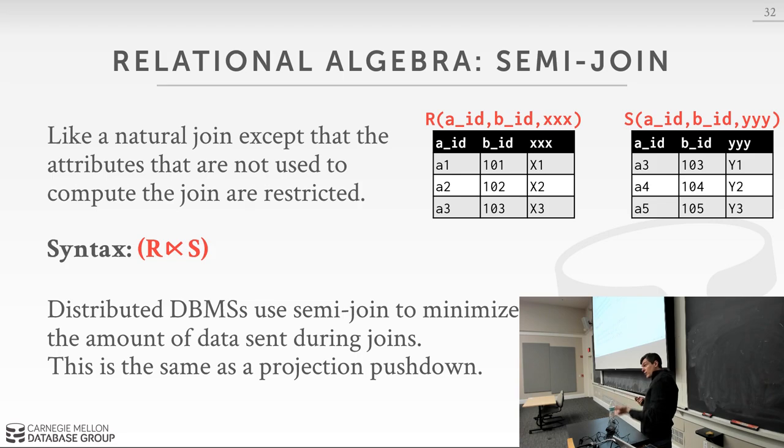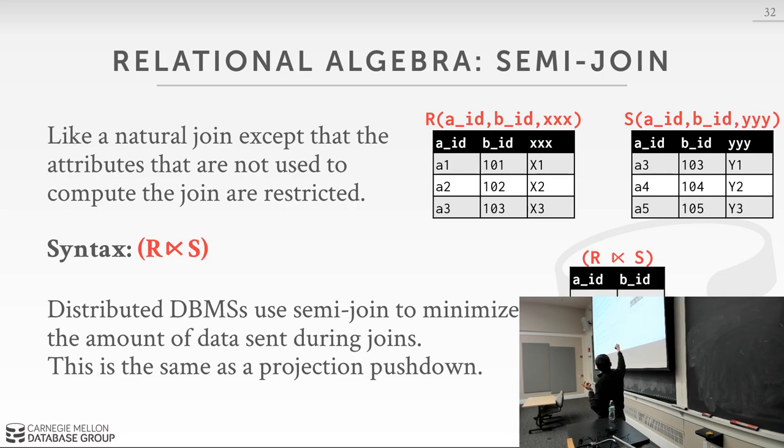So what a semi-join is, it's like a natural join, except that you just send the columns that are needed to compute the join, not everything else. Say I have R and S. R has three columns, S has three columns as well. If I want to compute a natural join, I would have to copy over AID, BID, and XXX, and then three other columns as well. But under a semi-join, I only copy over AID and BID from these two tables, and I ignore these other columns because they're not needed to compute the join. So this is essentially what distributed systems are going to be doing to compute joins. You look at what data you actually need to compute the join, and then you only ship that data over.